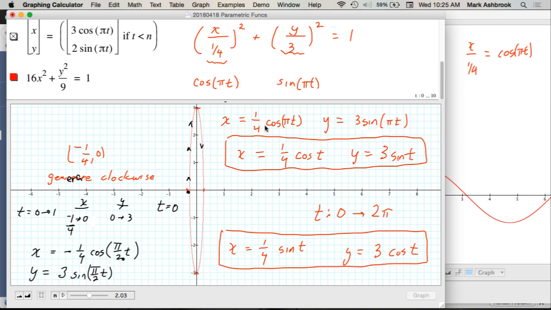Okay. So how about, can you write it so it starts at the bottom and generates counterclockwise? How can you write this parametric function of this ellipse so that t equals 0 is here at the bottom of it, and it's going to generate counterclockwise? This started at the left side and generated clockwise. So start at the bottom and generate counterclockwise. Can you do it?